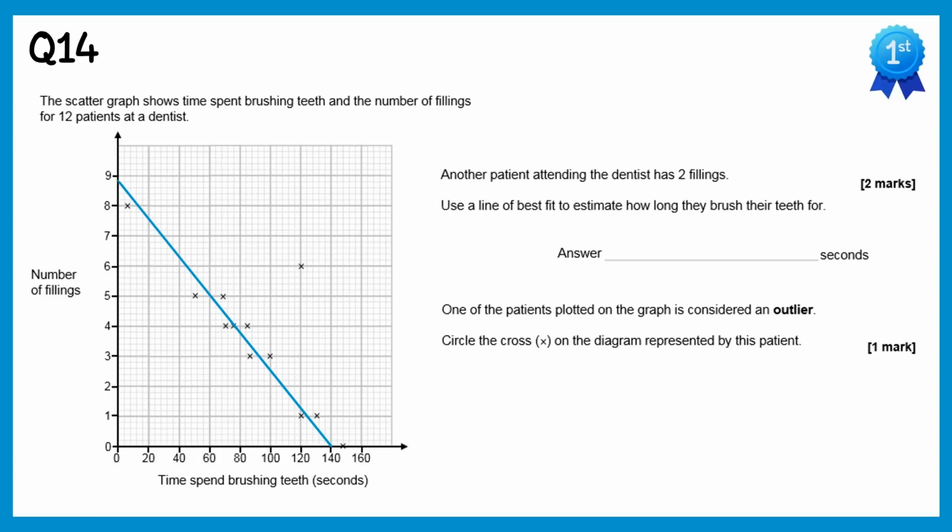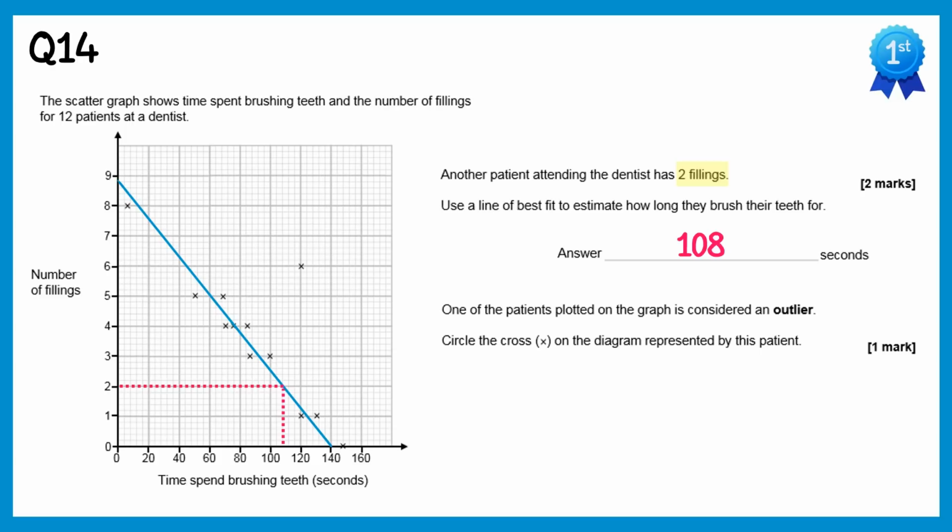In the question, the patient has 2 fillings. So if we go on the y-axis and find 2, we can go from there, across to our line of best fit, and then down. We read off this value, which for me is 108. As long as your answer is somewhere between 100 and 116, you'll probably be okay.